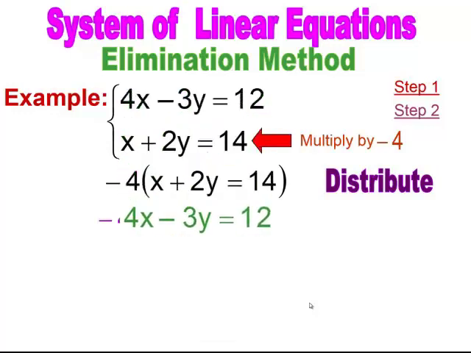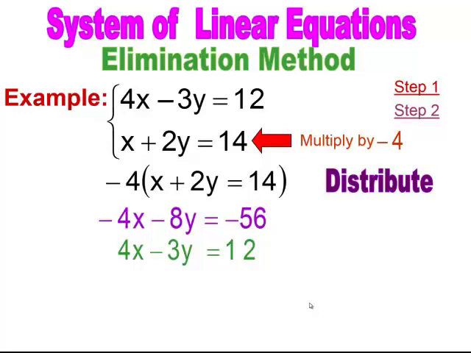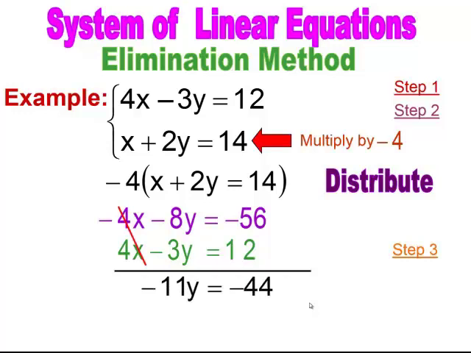Now you're going to take that first equation and you're going to do the elimination. So now you're going to do step 3, which is to add down. And now you see that my x variable is going to be eliminated, and now I can solve for my y. So when I add down, I get a negative 8 minus 3 is a negative 11, and then a negative 56 plus 12 is a negative 44, and now I'm going to divide through by a negative 11, and I'm going to get my y value equals 4.